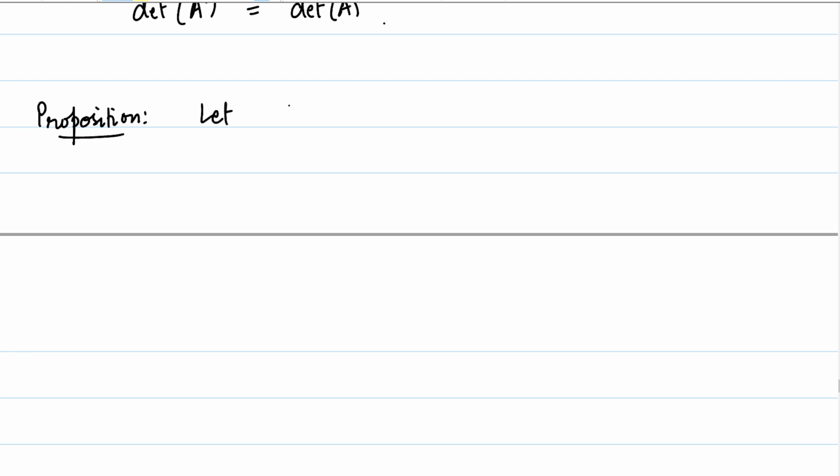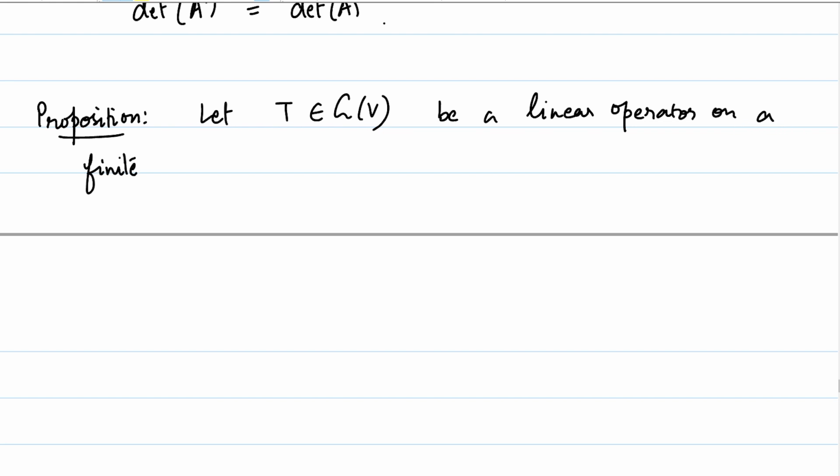So let T be in L of V. Let it be a linear operator on V. The L of V, recall, is just the collection of all linear operators on V, linear transformations from V to itself. Let T be a linear operator on a finite dimensional inner product space. That is the setup we are in.